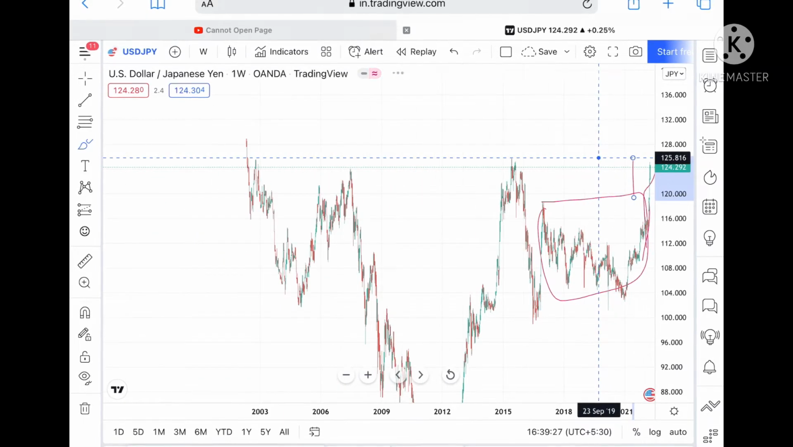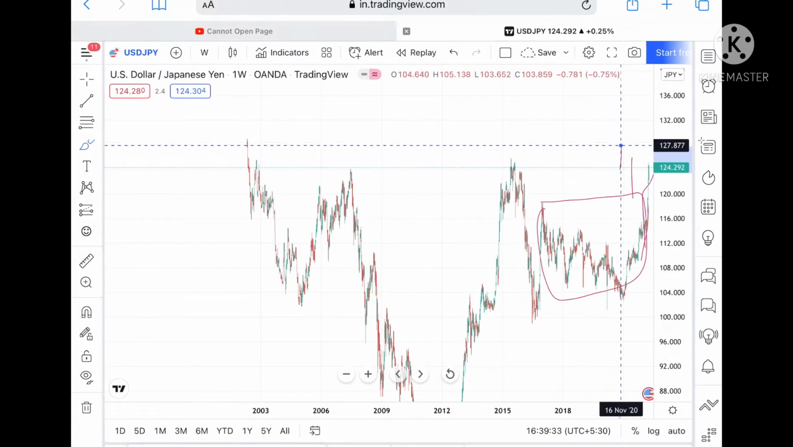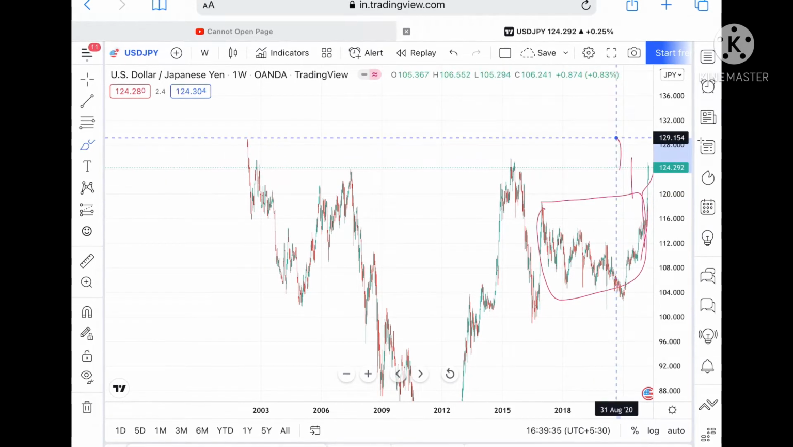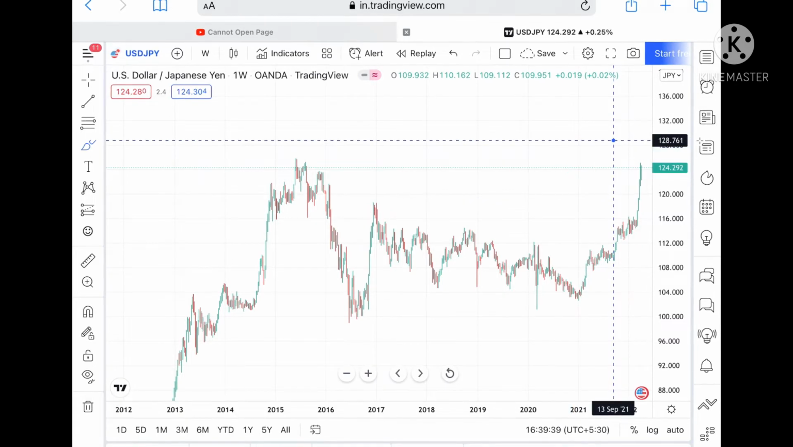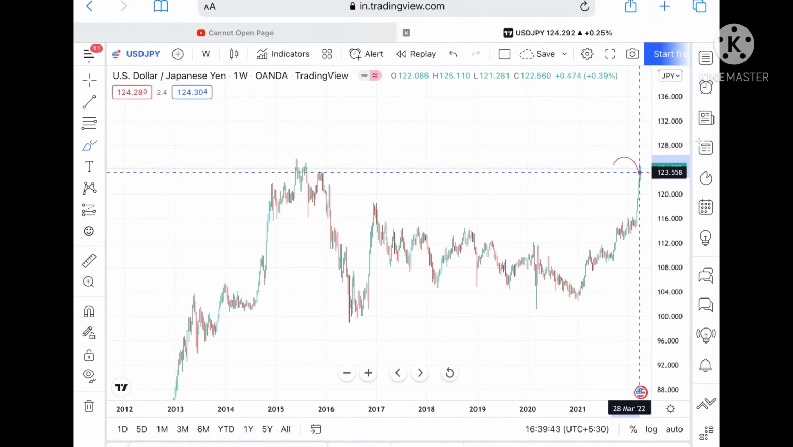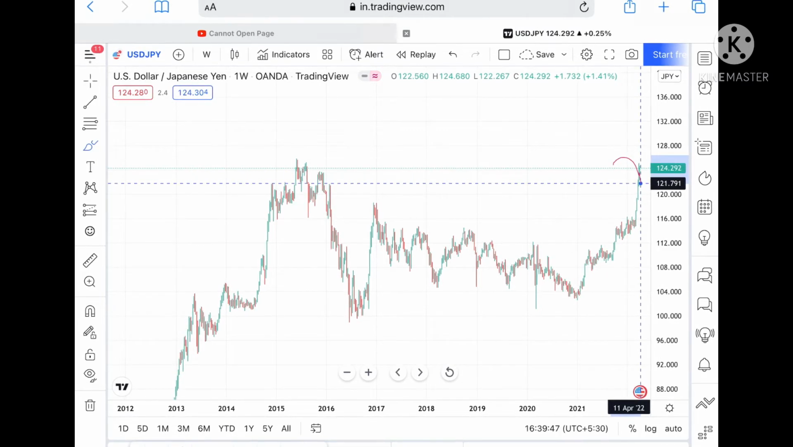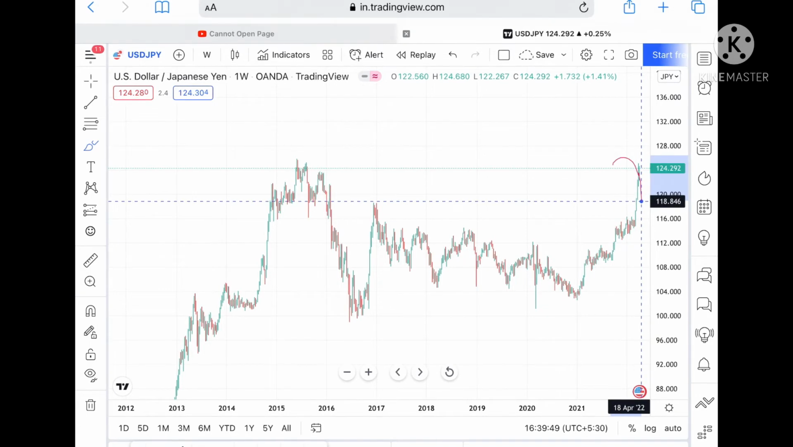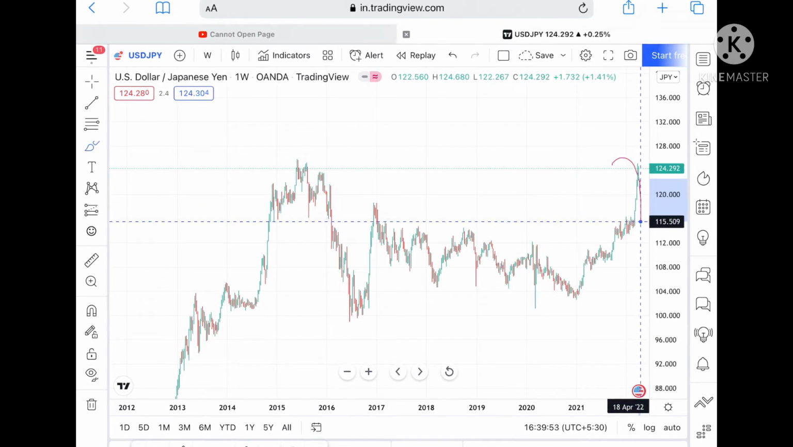Suppose if the price sustains above this level, then we can see it can move further upside, because this particular level has not come since 2003, and we can see it can move further upside towards a level of 129 also. But suppose if the price doesn't sustain this level, we can see it can move further low towards a level of 123.853 and from there we can see it can touch a level of 122.086. Suppose the price goes below this level, then we can see it can touch a level of 118.847 and from there we can see it can move further low towards a level of 115.509.